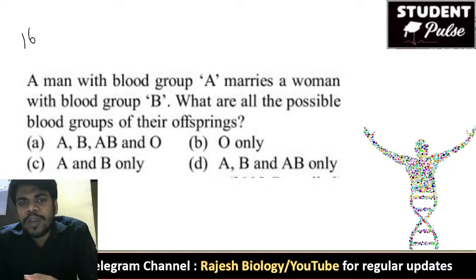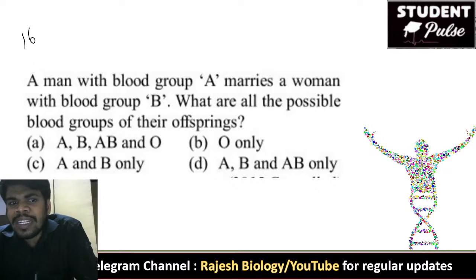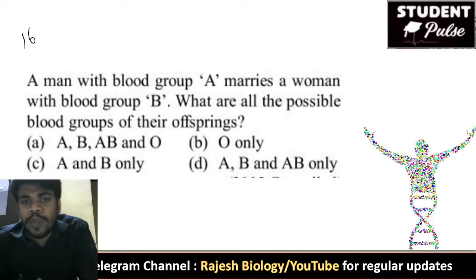A man with blood group A marries a woman with blood group B. What are all the possible blood groups of their offspring? And I want to mention one very important thing. Okay, second year Dinesh, super.